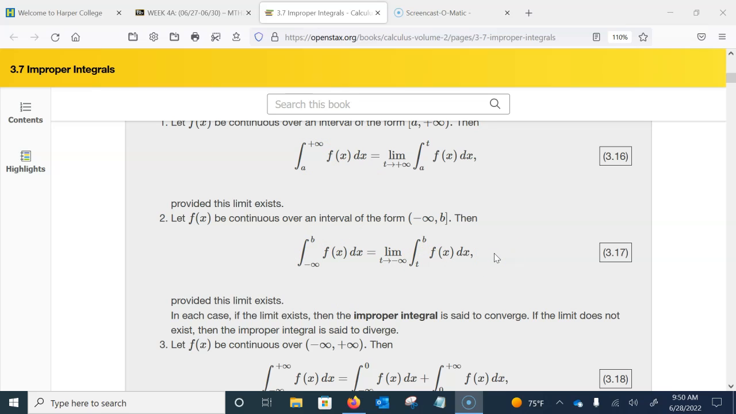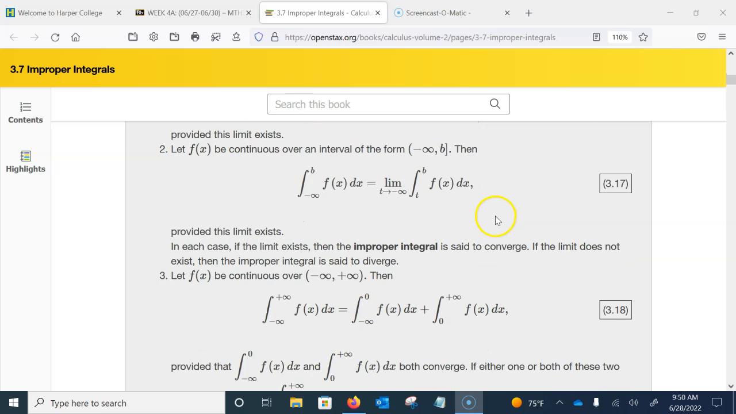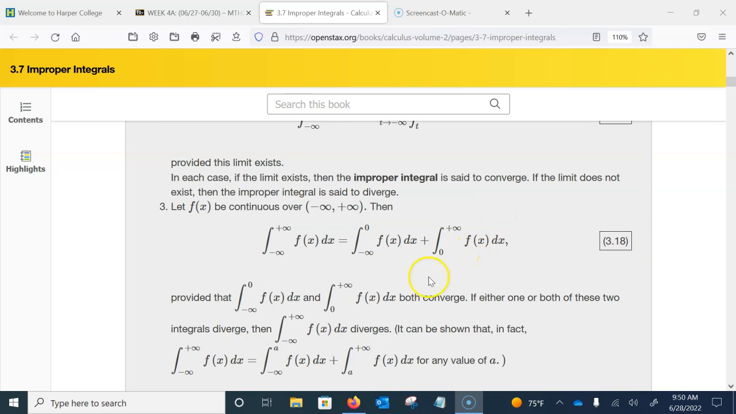In each case, we call these an improper integral, and in each case, if the limit exists, it is said to converge. If it doesn't have a limit that exists, it is said to diverge. So either it has a limit and we call it converging, or it doesn't have a limit and we say it diverges. Okay. Of course, you can combine the two.